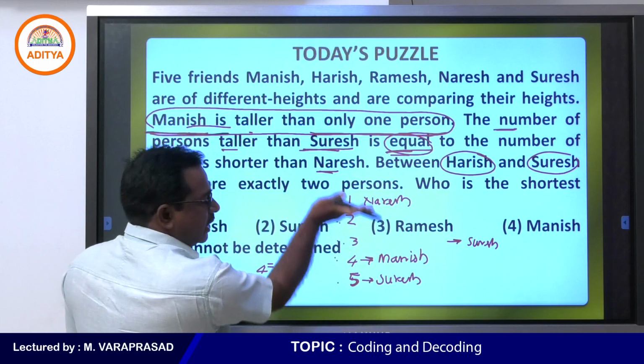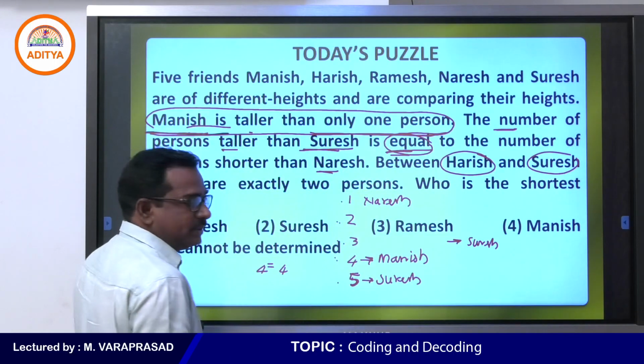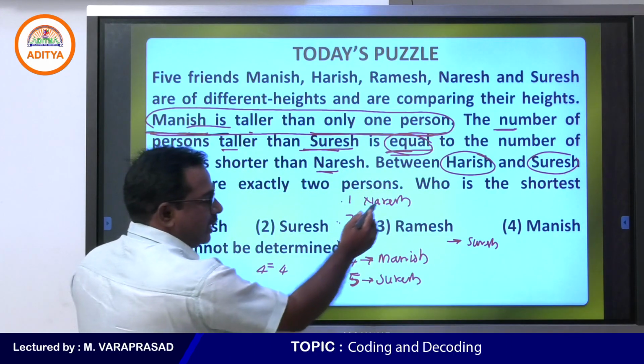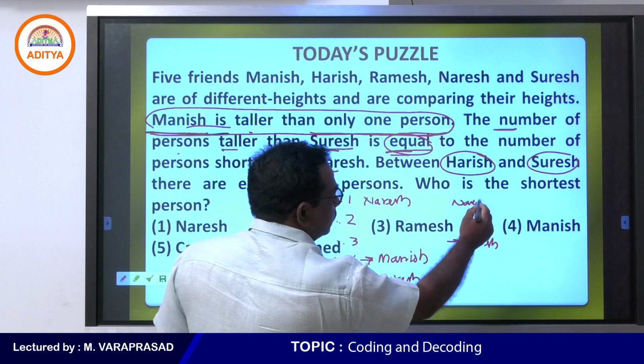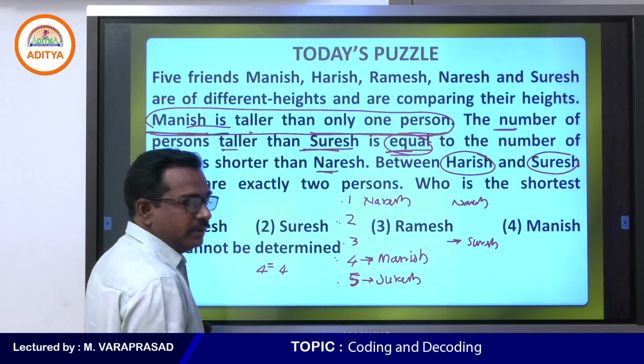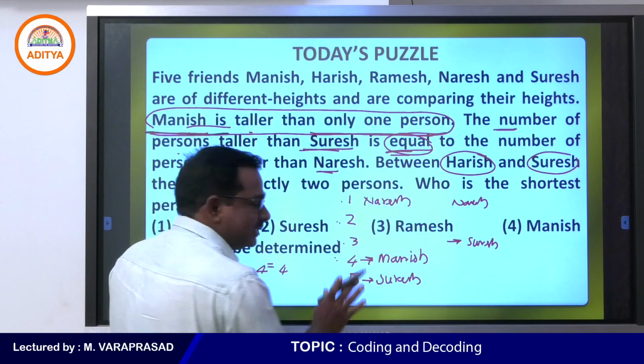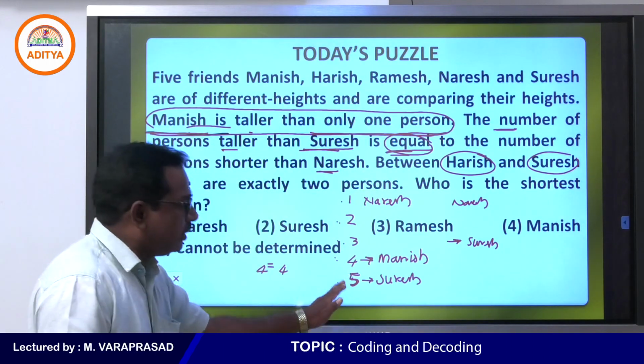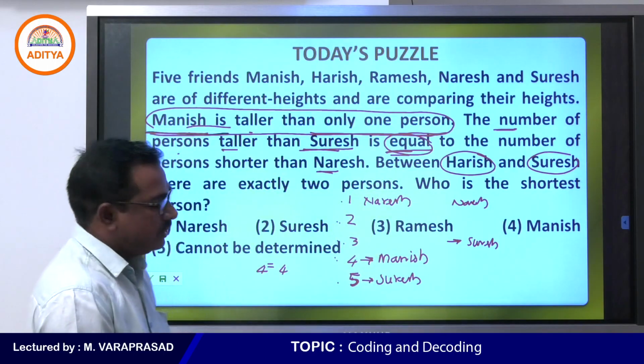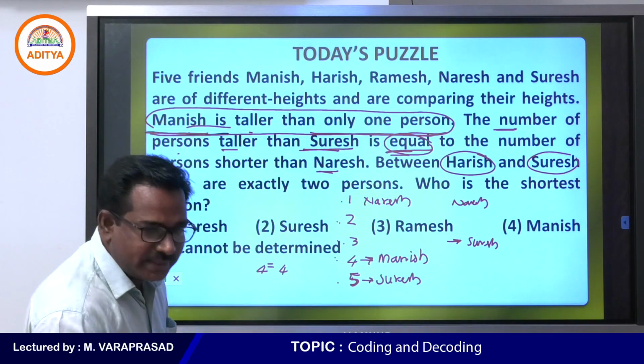How many persons are there before Suresh? Means 2 persons. Case 2. So Naresh we can write here. Those many persons are there. This is case 2. First we can discuss case 1. Later we can discuss case 2. If it is not possible, you can go for case 2. Right? So first case. Did you understand all of you?